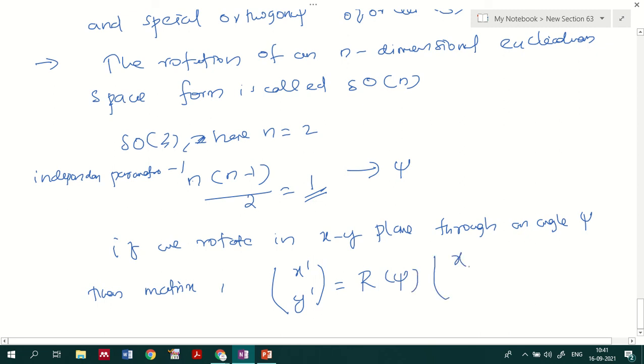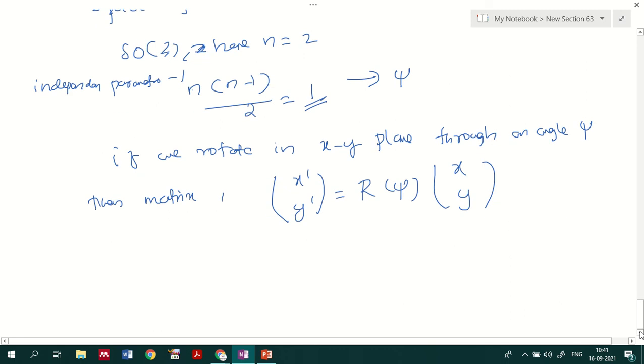So we are actually rotating the xy plane by an angle phi. Now what is the representation of R of phi? R of phi is the angle of rotation. This corresponds to a 2 by 2 matrix, which has the values cos phi, sin phi, minus sin phi and cos phi.